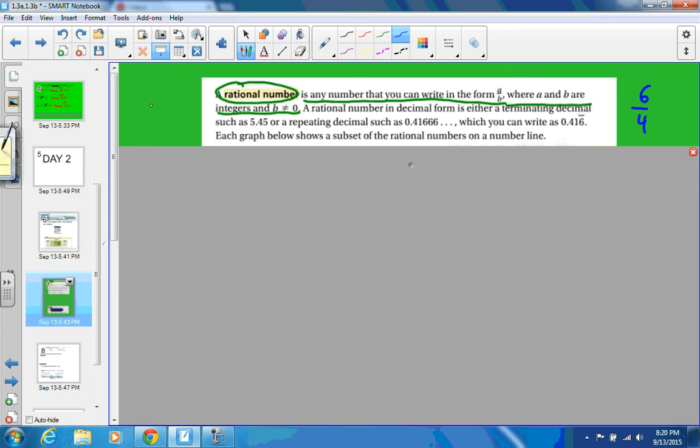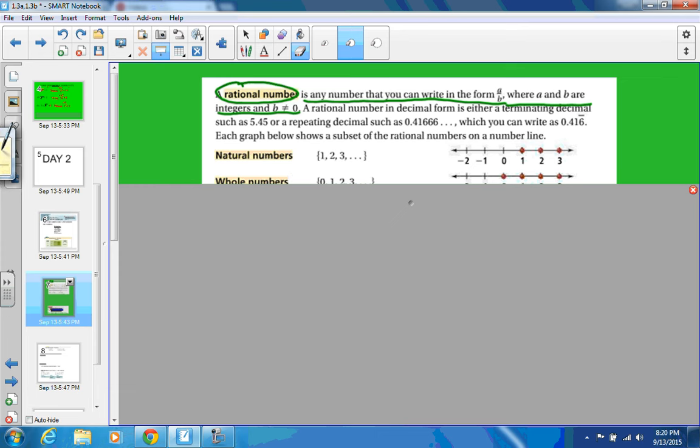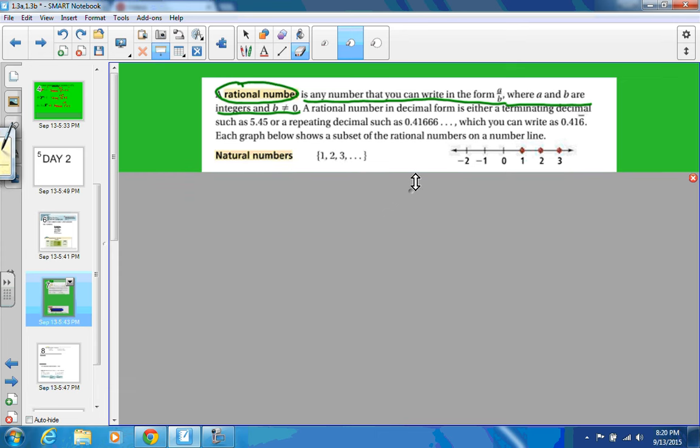What about 3 over 3? That's equal to 1, and that works. We could even do 3 over 4. We could do 3 over 1. There are so many different possibilities for rational numbers, and once we do a chart in just a little bit, you'll get a better idea of it. The next one I want to introduce is natural numbers.